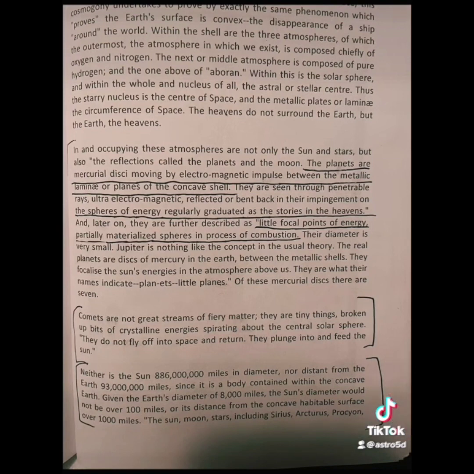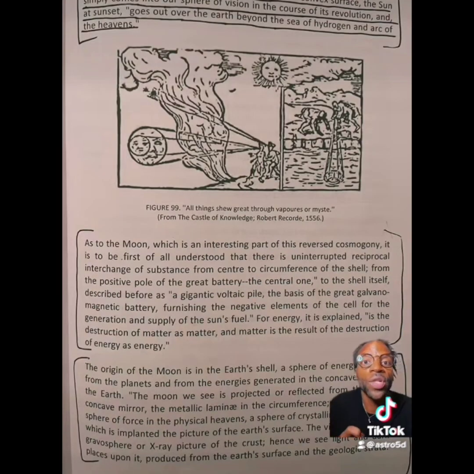Neither is the sun 886,000 miles in diameter, nor distant from the earth 93 million miles. Since it is a body contained within the concave earth, given the earth's diameter of 8,000 miles, the sun's diameter would not be over 100 miles, or its distance from the concave habitable surface over 1,000 miles. The revolution of the sun and not the rotation of the earth is the cause of day and night. Instead of appearing to rise above a convex surface, the sun simply comes into our sphere of vision in the course of its revolution, and at sunset goes out of the earth beyond the sea of hydrogen of the arc of the heavens.